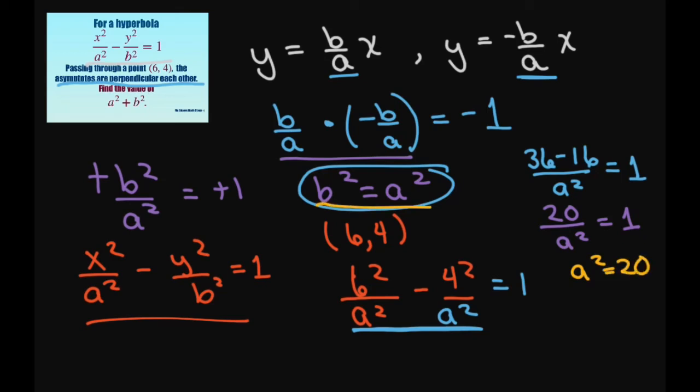Since a squared equals b squared, that means b squared also equals 20. Therefore, a squared plus b squared equals 20 plus 20, which equals 40.